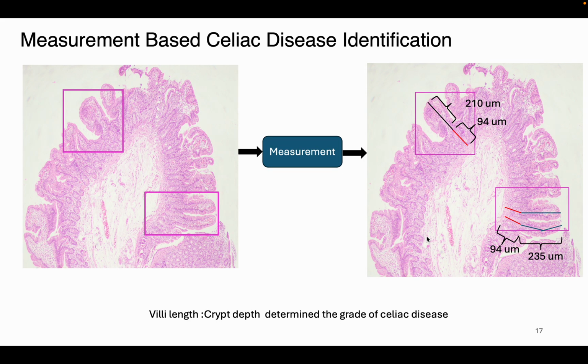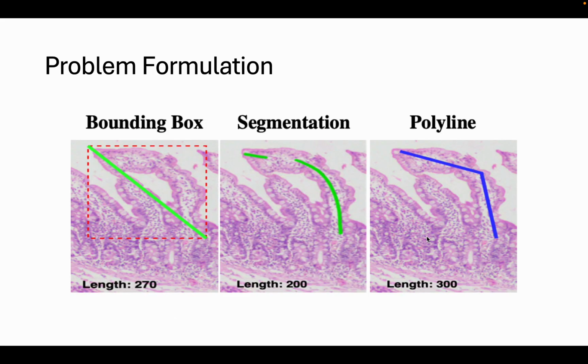In the previous year, I worked on measurement based celiac disease identification. That was the third step. We have formulated the problem as polyline detection. We can see that in the first column, if we want to compute the length of a villi, you cannot do it using a bounding box because, in order to measure the length, you can actually measure along any of the major axes, and in this particular case, the diagonal is not an accurate representation of the bounding box.